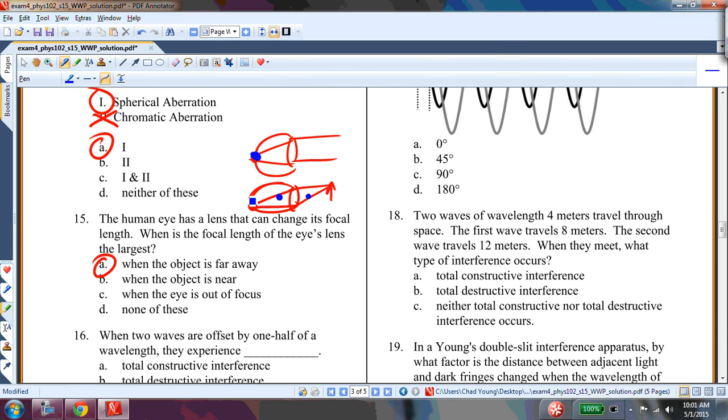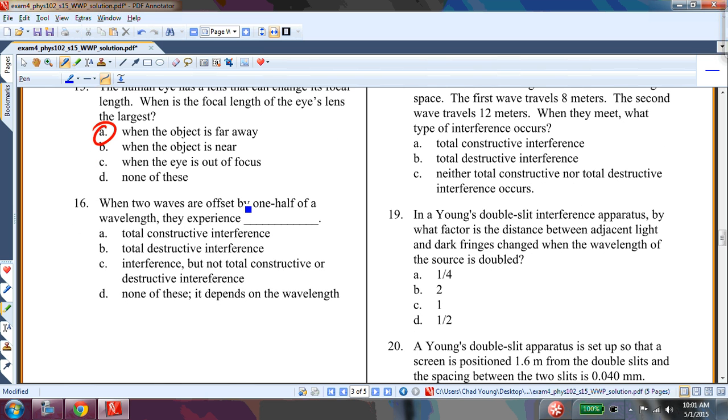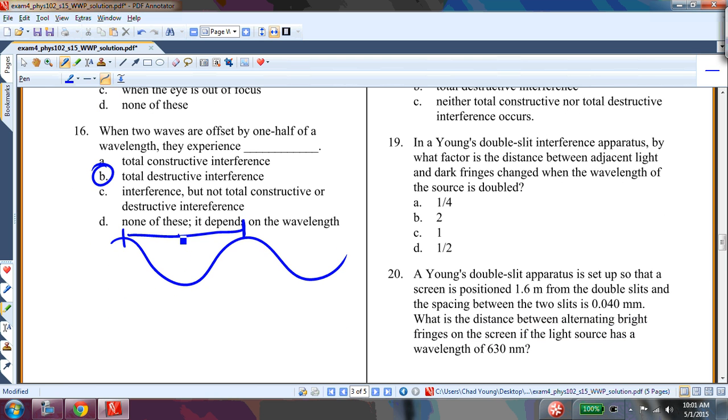All right. When two waves are offset by 1/2 of a wavelength, they experience total destructive interference. That'll look like this. This distance is 1 wavelength. So being offset, that means the new wave would start here.